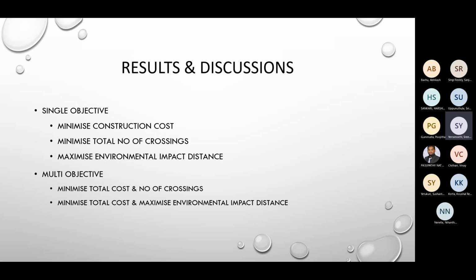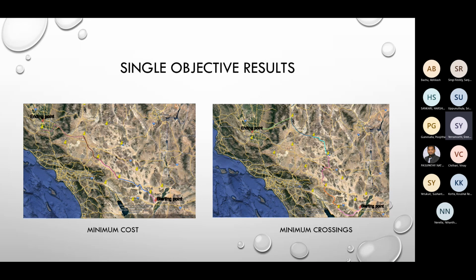In this case, we have considered only two objectives as multiple objective, from which we get a range of desired results, in this case a range of routes. We considered one as an objective and the other as a constraint. We use solver to get optimum route ranges for minimum cost and minimum crossings, and for minimum cost and maximum EI distance.